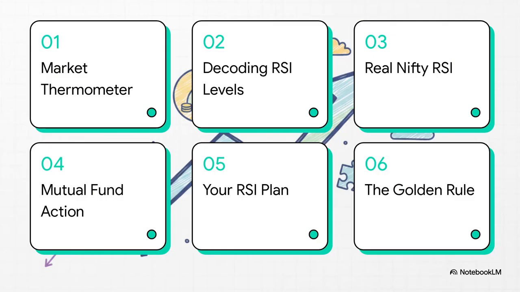Here is our roadmap for today. First, the market's thermometer. Second, decoding RSI levels. Third, real Nifty RSI examples. Fourth, mutual fund application. Fifth, your RSI action plan. And finally, the golden rule.